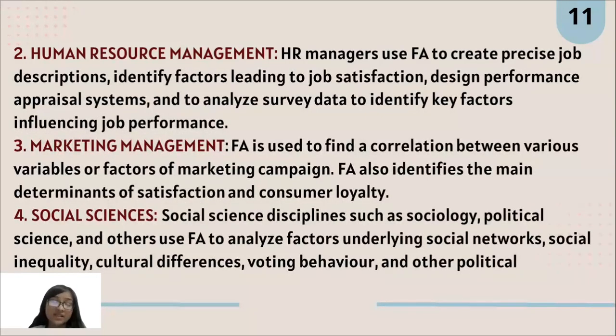Next is social sciences. Social science disciplines include sociology, political science, economics, etc. These scientists use factor analysis to analyze what the factors underlying social networks are, that is, what factors lead people to make a social network or to end a social network. What are the factors that lead to social inequalities, prejudices, discrimination, or what are the variables that underlie cultural differences?